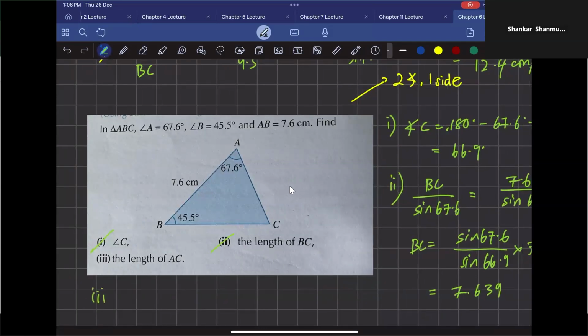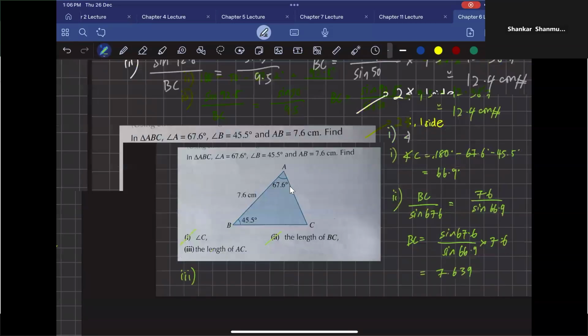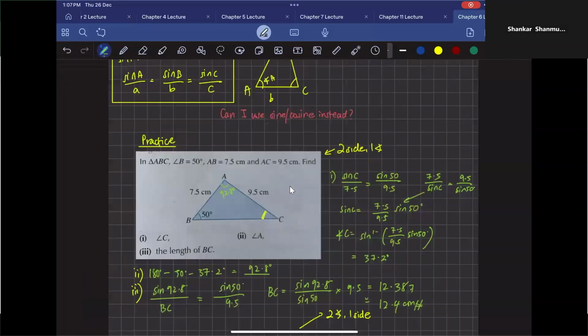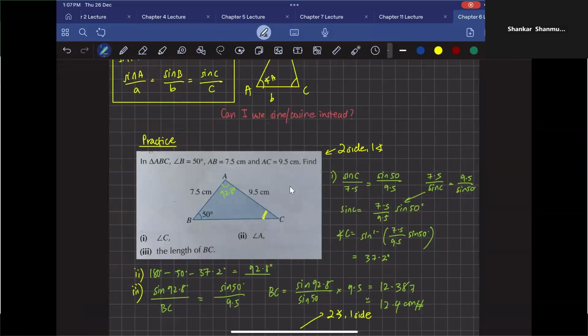Then your last part, length of AC again, use the same method, your sine rule. Okay. So I won't be going through this part. Okay, so now we have covered your sine rule. Well, let's look at your cosine rule.